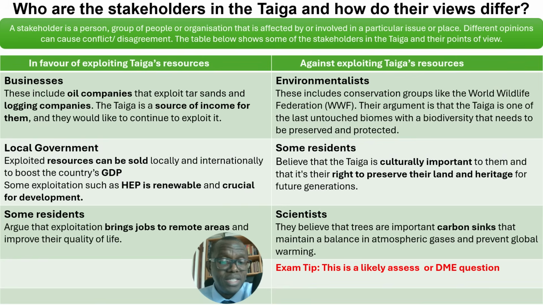Then we have scientists as well. They believe that trees are important carbon sinks, like we said earlier about the trees improving the air quality, and that they maintain a balance in the atmospheric gases and prevent global warming, and therefore the taiga biome needs to be protected.